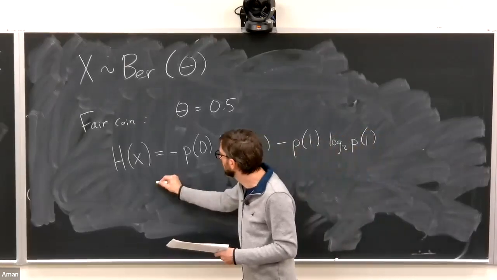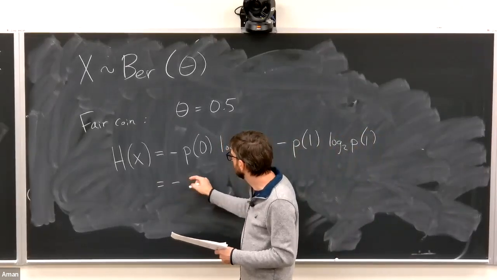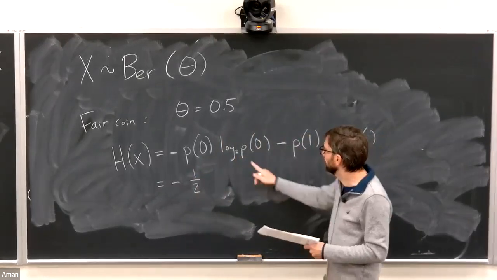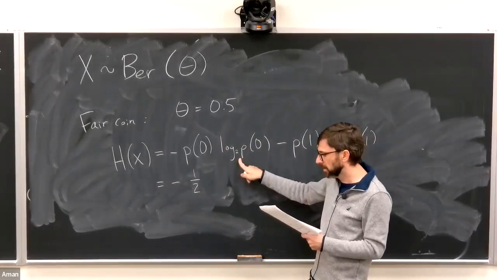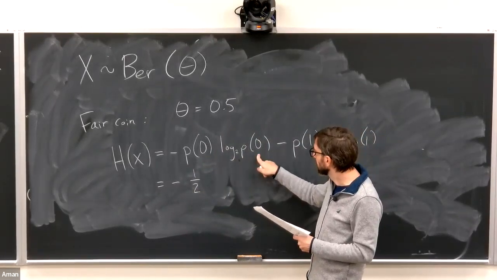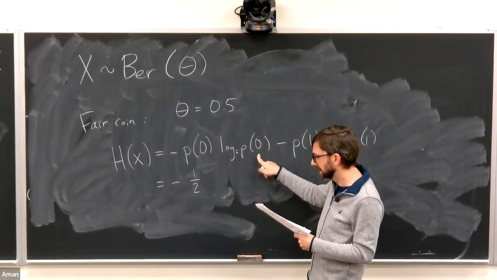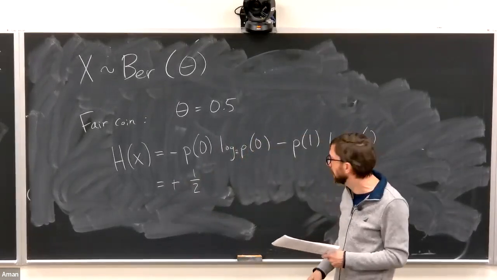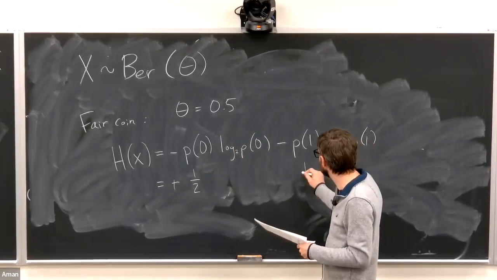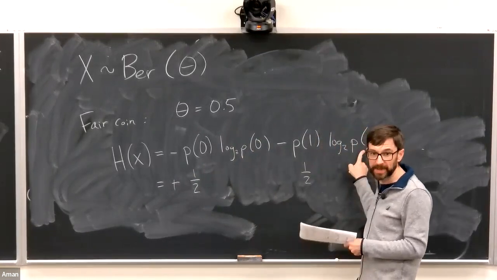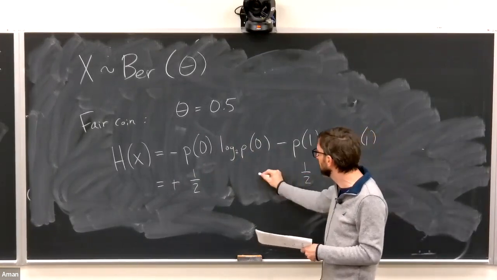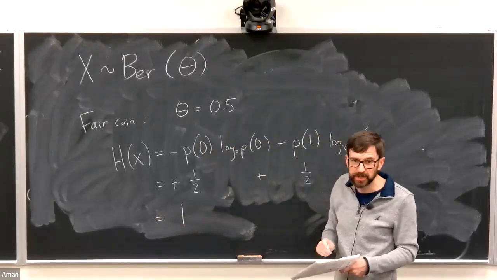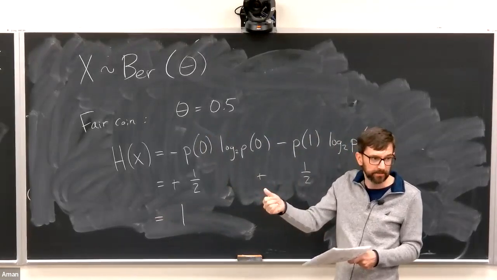Of course, the probabilities are all 1/2. The log base 2 of 1/2 is -1, so the minus sign changes it to a +1/2. The same goes for the other term: 1/2 times log base 2 of 1/2, which is -1. So I get 1/2 plus 1/2 equals 1. The entropy of a coin flip is 1.